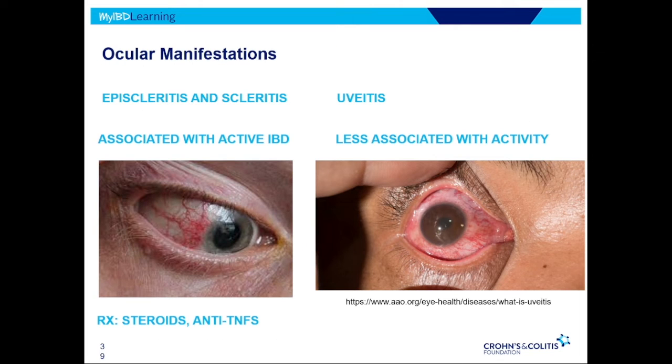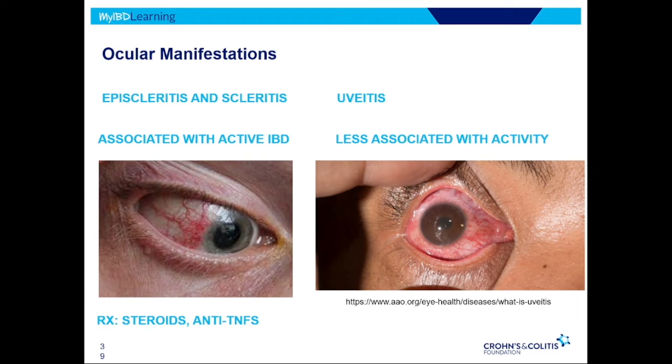We do see some eye issues, and I want to show pictures because I want to differentiate that this is really different from the types of eye symptoms that might be more common. These are actual active inflammation of the various layers of the eyes. So they're named after the layer of the eye they affect. And you can see here that some are associated with IBD activity and some are not. But these are very critical.